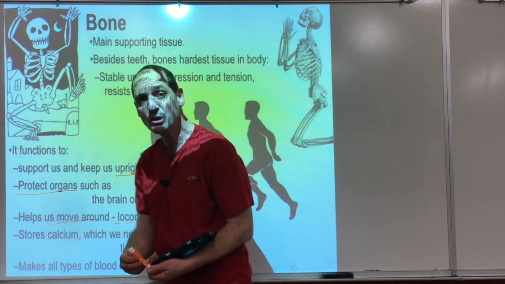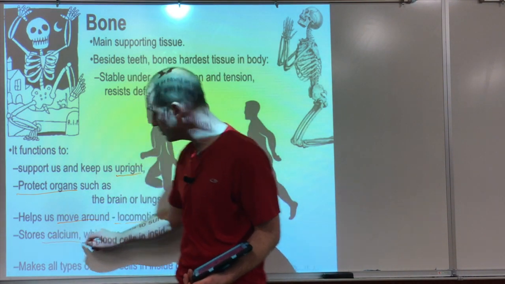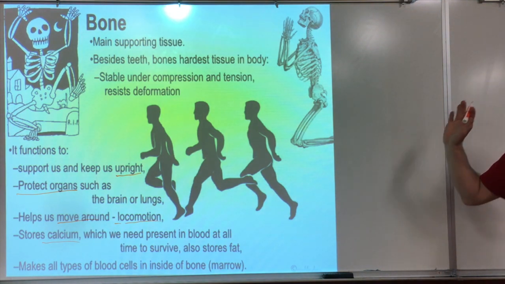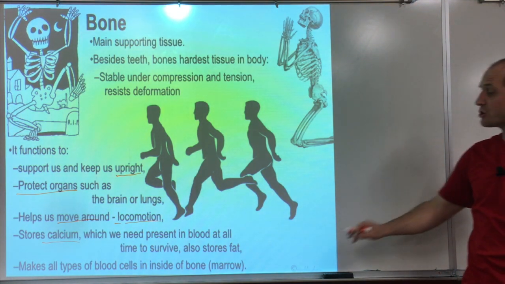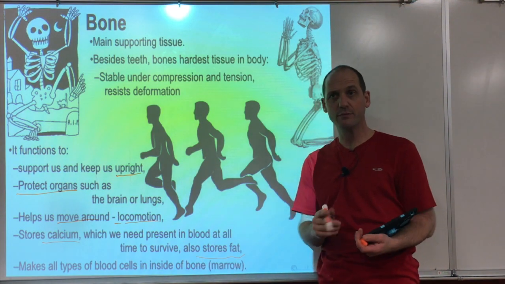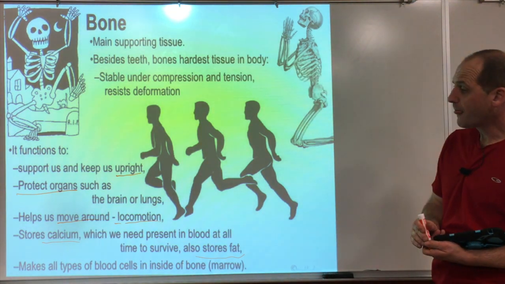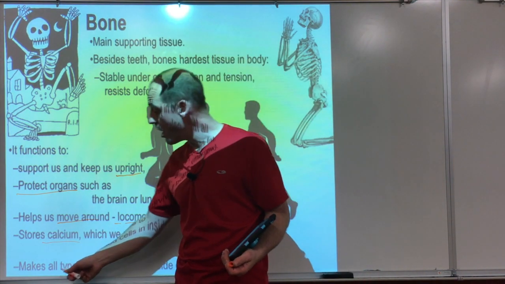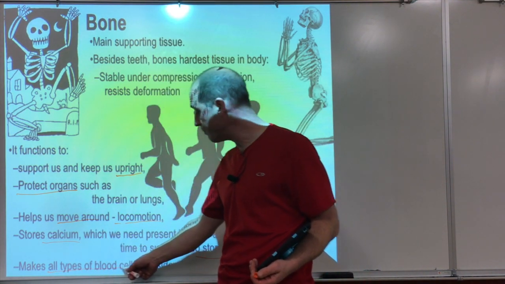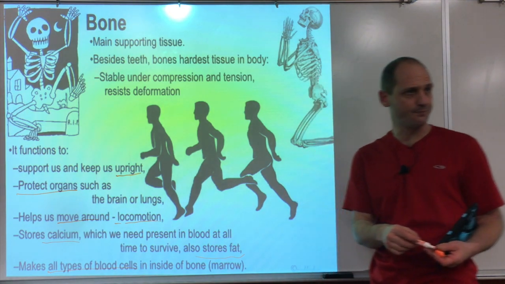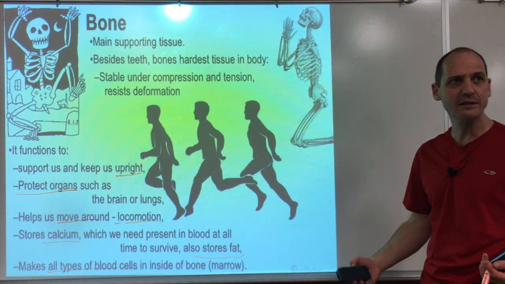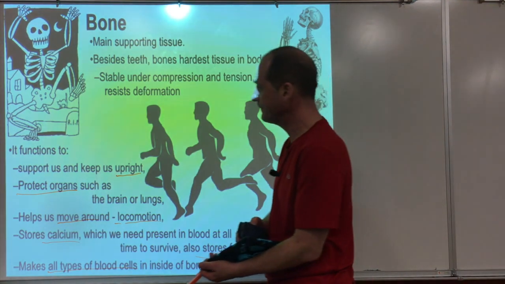It stores calcium. Very important function. We need calcium in the blood pretty much any time to survive. So it stores it. It also stores fat as well. And lastly but not least at all, it makes all types of blood cells: red blood cells, white blood cells, and what we learn to be platelets later on as well. Lots of functions.